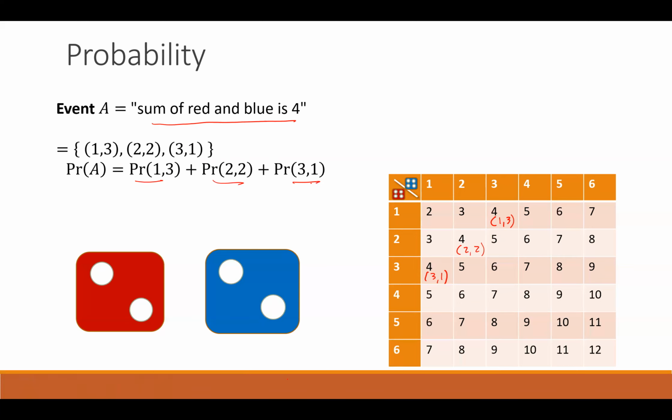And as we mentioned, each outcome has an equal probability, which is 1 over 36. So this is this plus this plus this gives us 3 over 36 or 1 over 12. So the probability of basically rolling a 4 on 2 dice is 1 over 12. Right, does it make sense? Questions? All right.